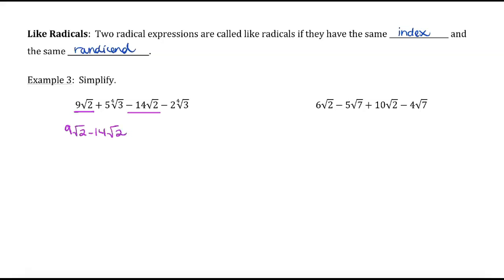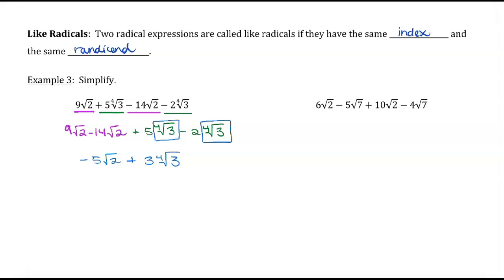Similarly, 5 times the 4th root of 3 and negative 2 times the 4th root of 3 are also like terms. They are both 4th roots, and they're both 4th roots of 3. They have the same index of 4 and the same radicand of 3. Simplifying, I have 9 root 2's minus 14 root 2's for a total of negative 5 root 2. We also have 5 times the 4th root of 3 and negative 2 times the 4th root of 3 for a total of positive 3 times the 4th root of 3.